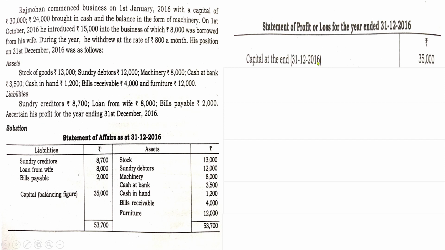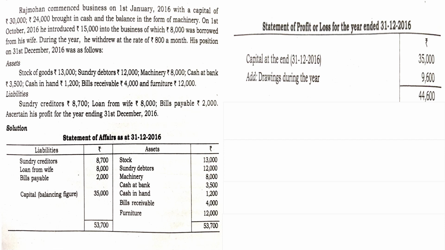From that you need to add drawings during the year. In the question it is mentioned that during the year he withdrew an amount of 800 a month. We all know that in a financial year there are 12 months, so 800 into 12 you will get 9,600. So to 35,000 you need to add 9,600, you will get 44,600.